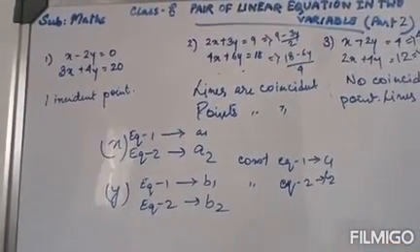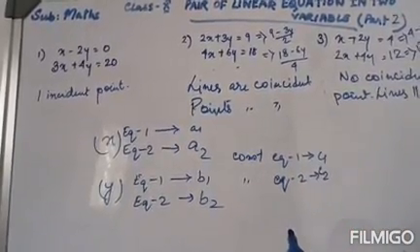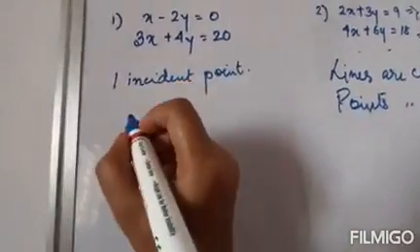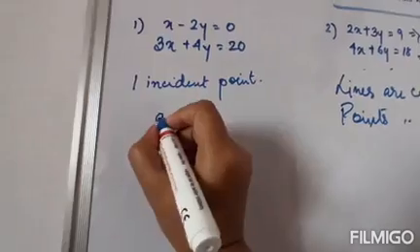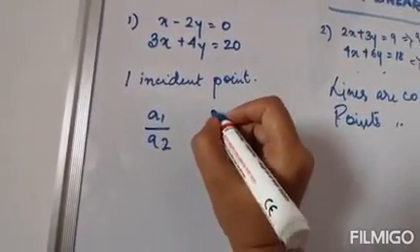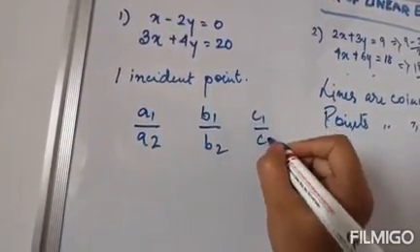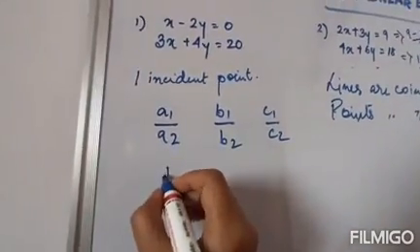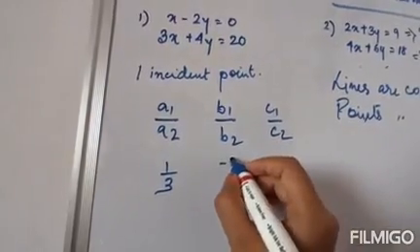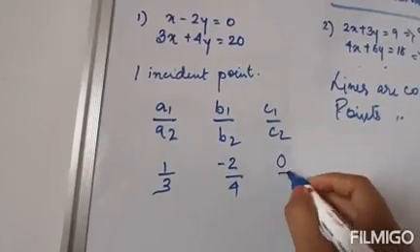We have seen the observation from the line, we have seen the observation from the points. Now we'll see the observation of the coefficients. Now from the first one we see a1 by a2 and b1 by b2 and c1 by c2. Okay, what is the first one? 1 by 3, correct? This is 1, this is 3. This one minus 2 by 4, and this one 0 by 20.